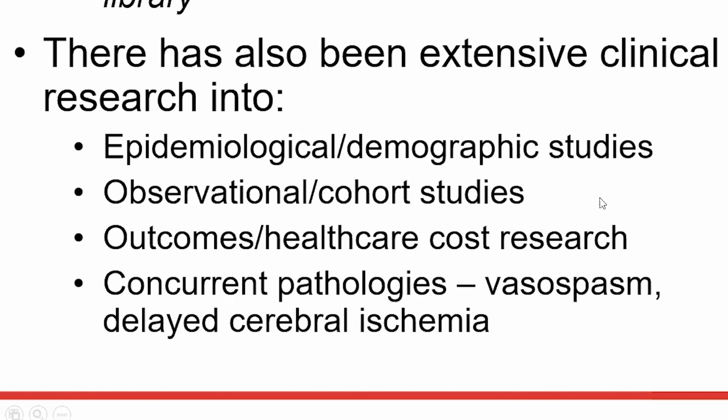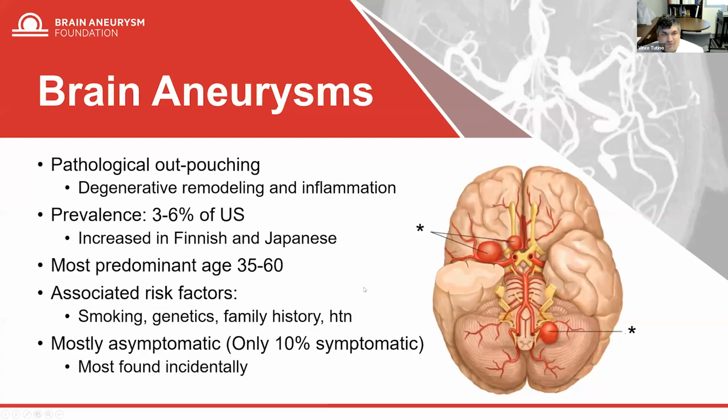Other things that I haven't really talked about, but there's been lots of clinical research on, include the epidemiology and the demographics of aneurysms, outcomes in healthcare, cost research, and other concurrent pathologies that are associated with aneurysm, like vasospasm and delayed cerebral ischemia. I'm going to talk about some of the common questions that we have in research right now. And the basics, is what are aneurysms, right? And this, like I've shown previously, has been addressed by a lot of the clinical research that has happened over the past several hundred years. But this is kind of how we understand it right now.